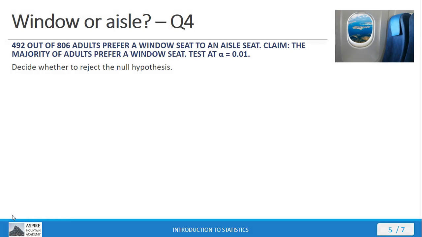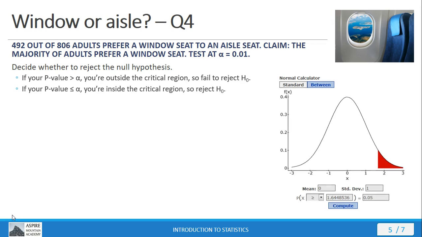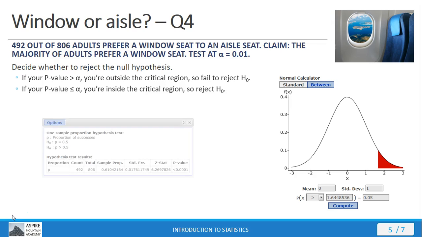Are we going to reject or fail to reject the null hypothesis? Well, to do that, we have to make a comparison. If we compare the p-value, we're going to see that the p-value here, 0, is going to be less than any significance level that we select. So we're going to be inside the region of rejection. Therefore, we reject the null hypothesis.